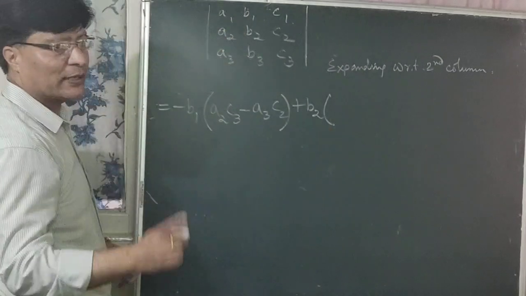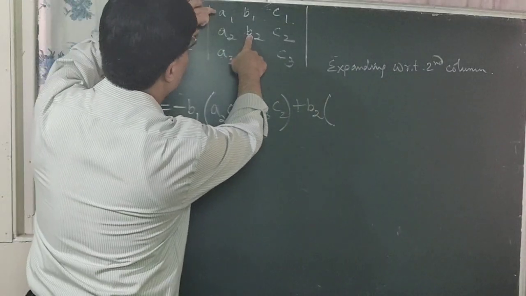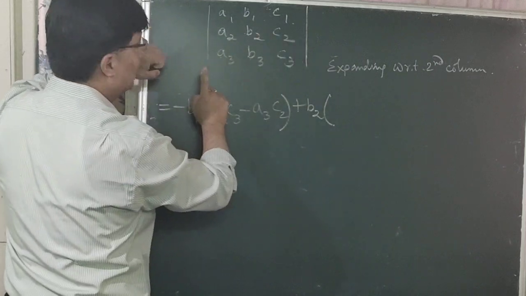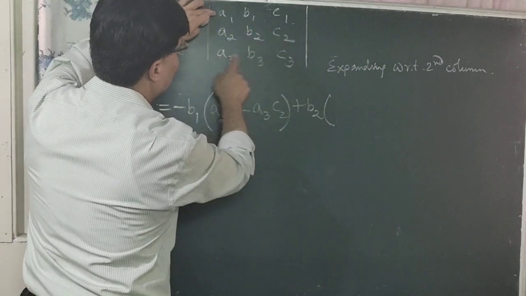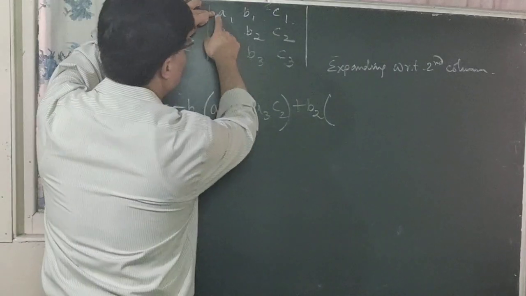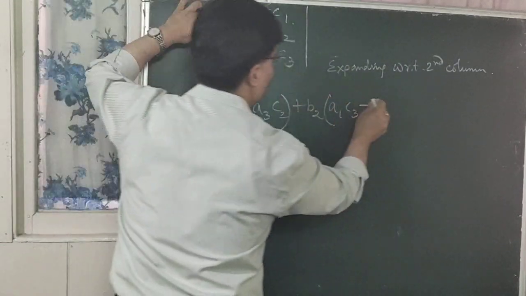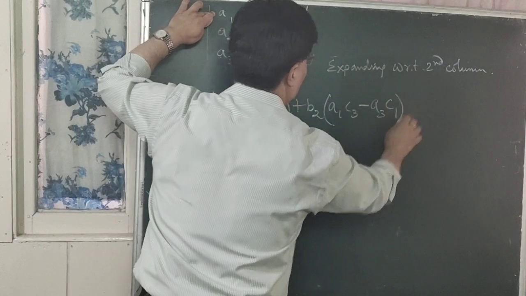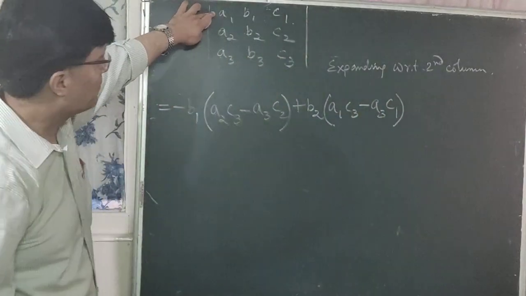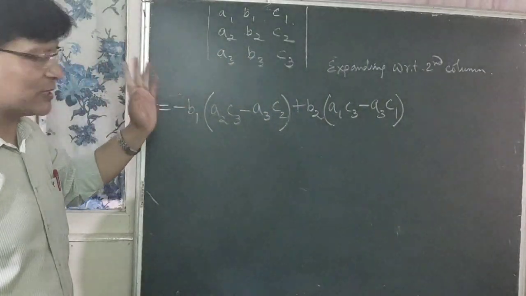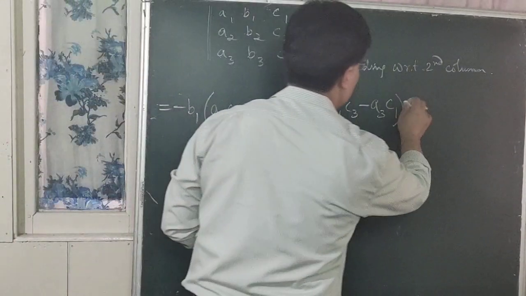Now again delete the row and the column through the element B2. You will get this column and this row are deleted. So A1 C1, A3 C3. Is it clear? So A1 C3 minus A3 C1. Okay? Then comes B3. The sign will be minus plus minus.